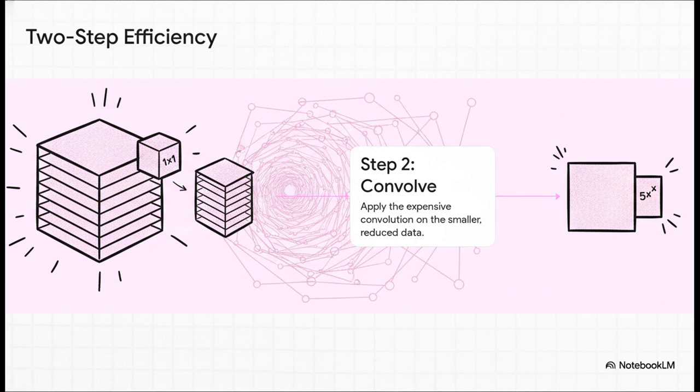So here's the trick. Before you do that super expensive 5x5 convolution, you first do a really cheap 1x1 convolution. This squeezes the input data and dramatically reduces its depth. Then you apply the 5 by 5 convolution, but now you're applying it to that much, much smaller block of data. It's a simple two-step dance that changes absolutely everything.